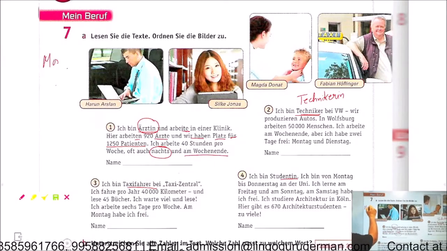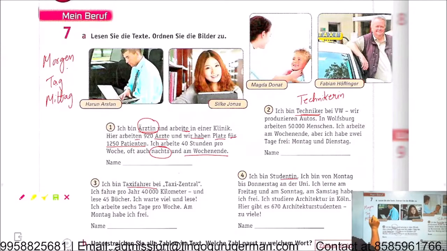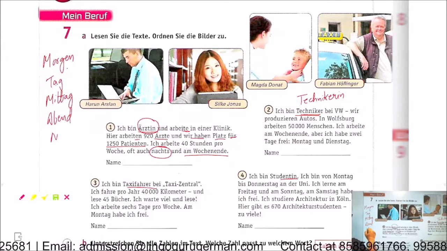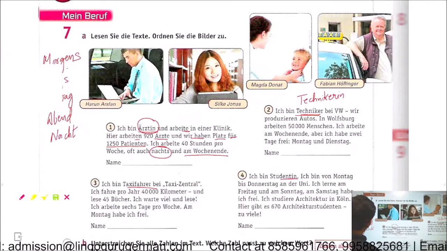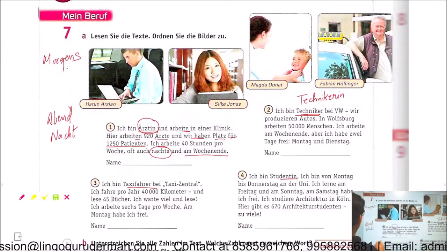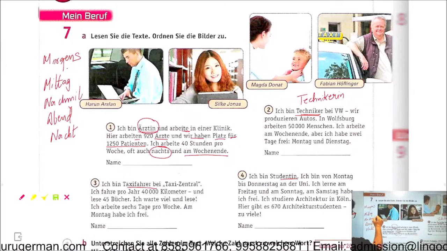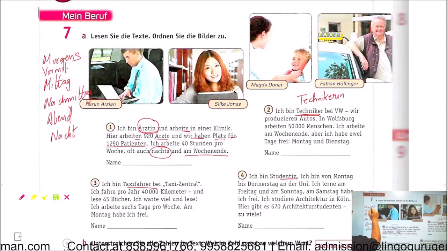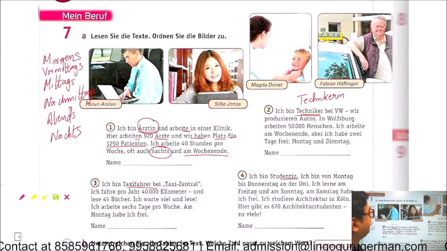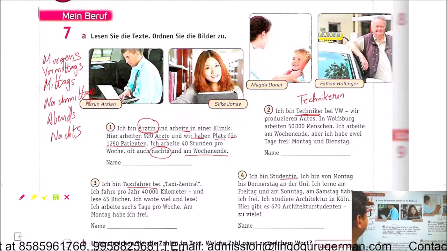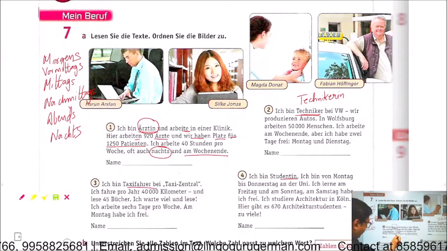Now, Morgen is morning. Tag is day, Mittag midday, Abend evening, Nacht night. We don't use this Tag here. Let me write this way. If I just add S to these words, that becomes every. So morgens, every morning. Vormittags, every pre-noon. Mittags, every midday. Nachmittags, every afternoon. Abends, every evening. Nachts, every night.